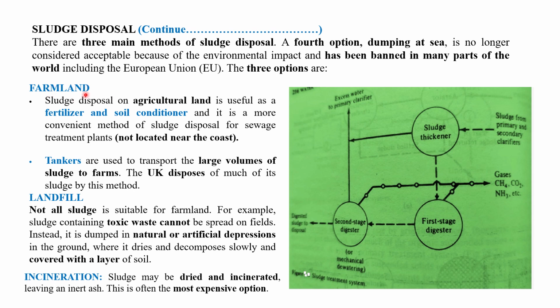The first one is farmland. Sludge disposal on agriculture land is useful as a fertilizer and soil conditioner, and it is a more convenient method of sludge disposal for sewage treatment plants, but not those located near the coast. This has to be taken care of. So what normally happens, tankers are used to transport the large volume of the sludge far away, and the UK disposes much of its sludge by the farmland method only. So this is whatever sludge is coming after the second stage digester.